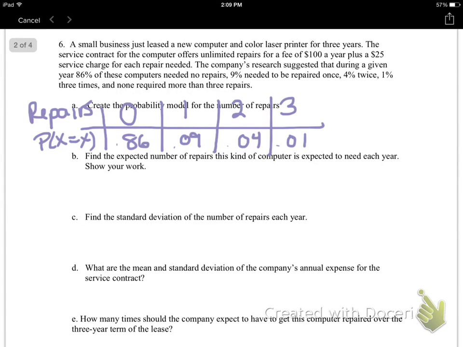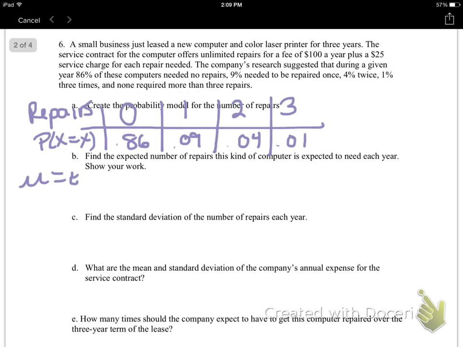Okay, so here for problem number 6, they wanted us to find the probability model for the number of repairs. So the repairs is my outcomes, is the top row, and then the probability is the bottom row. Okay, so now for part B they want us to find the expected value.